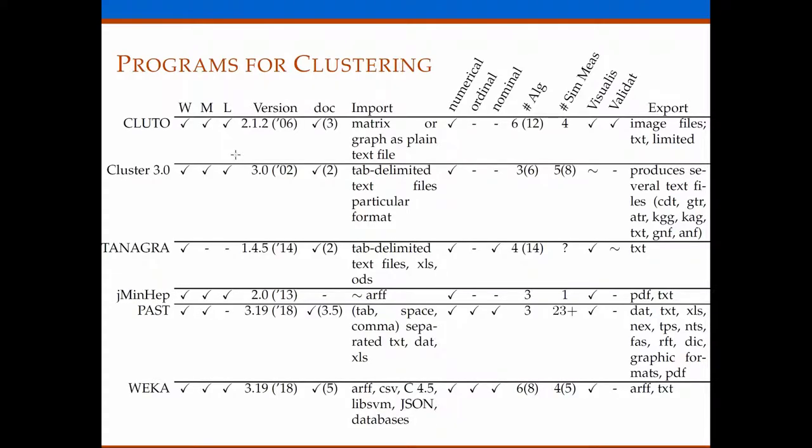So what I found is quite a lot of programs, some old, or some that at first glance look very old but aren't. And I examined six programs a bit closer. They're Cluto, Cluster 3.0, Tanagra, JMinHap, Past and Weka. The ordering is random. It's just that the program I started with is first, and then the next ones. And the first thing I was looking for is on which operating systems they can be used. The most important criterion, which is not mentioned in the table, is whether it is free to use or not. So the tools I'm presenting here are all free to use and open source.